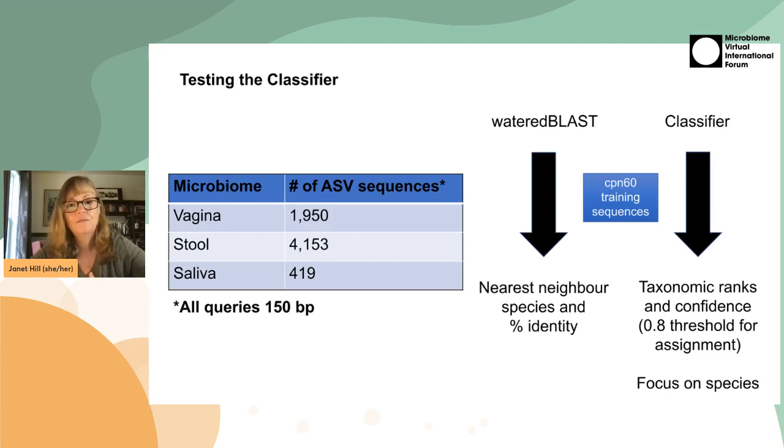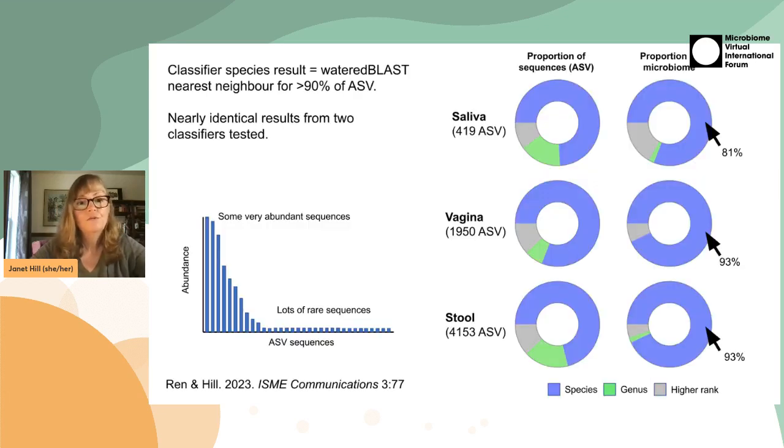So what she did was she took the assembled ASV sequences from 3 different microbiomes, vagina, stool, and saliva. They were all done at 150 base pairs. And then she ran our alignment method to generate the nearest neighbor species, and then also tested the 2 classifiers, looking at the ability to classify to the species level. So what she found in general, first, was that the classifier species results were very similar to the alignment results. In fact, they gave the same result for over 90% of the ASVs. And we got nearly identical results from these 2 particular classifiers.